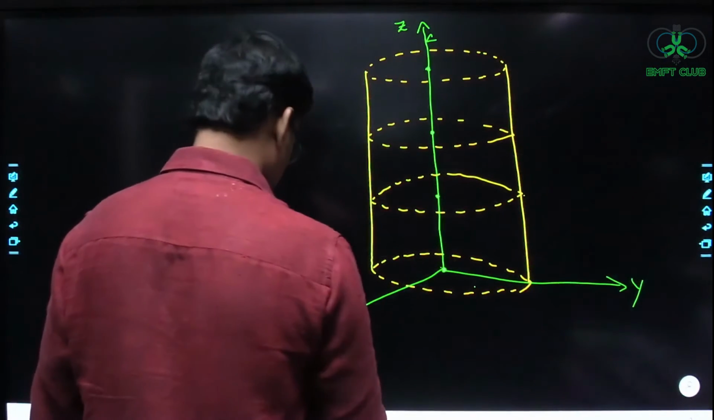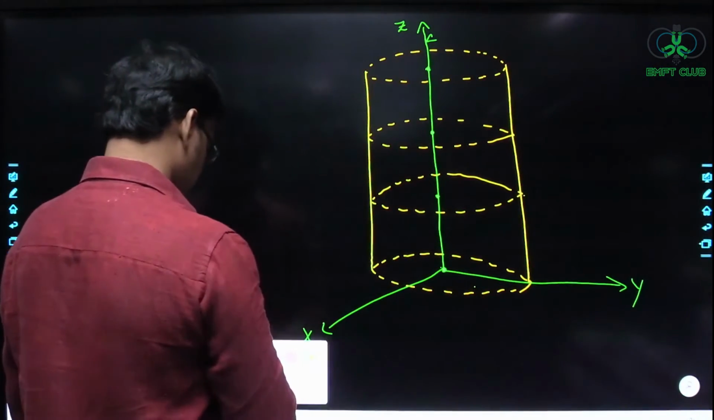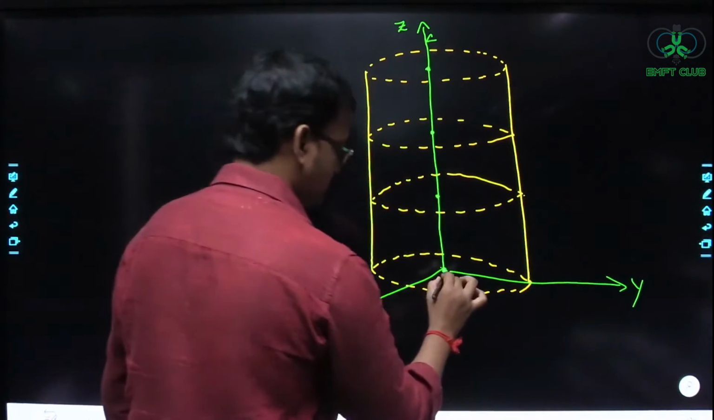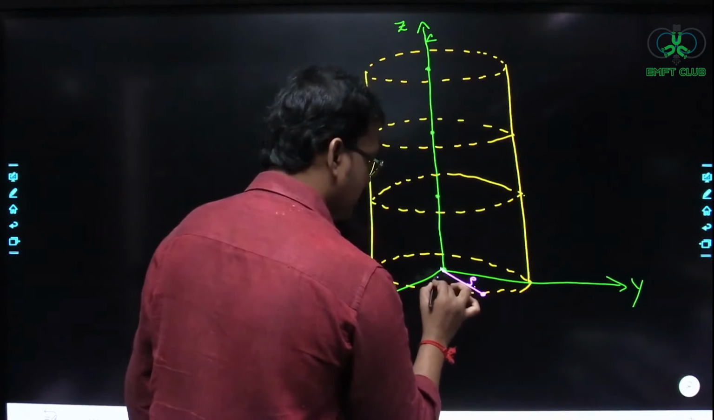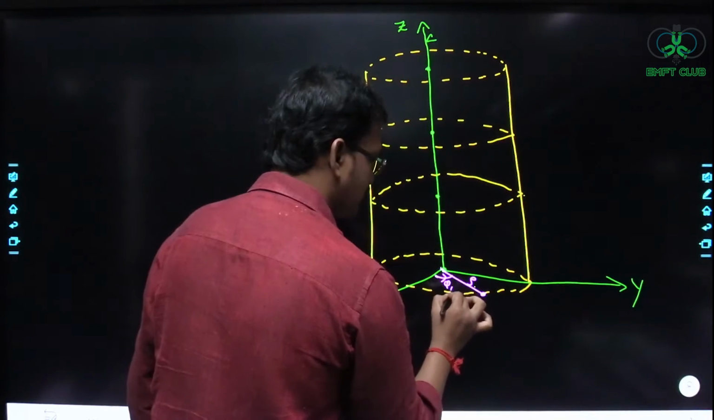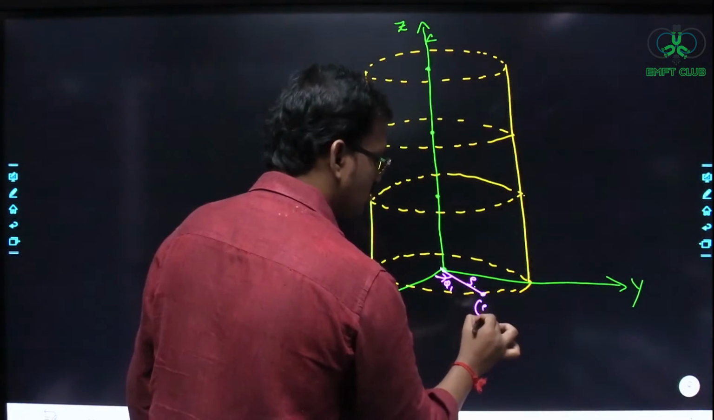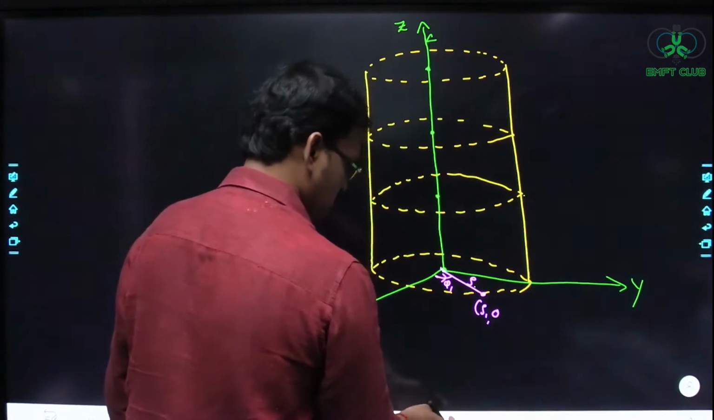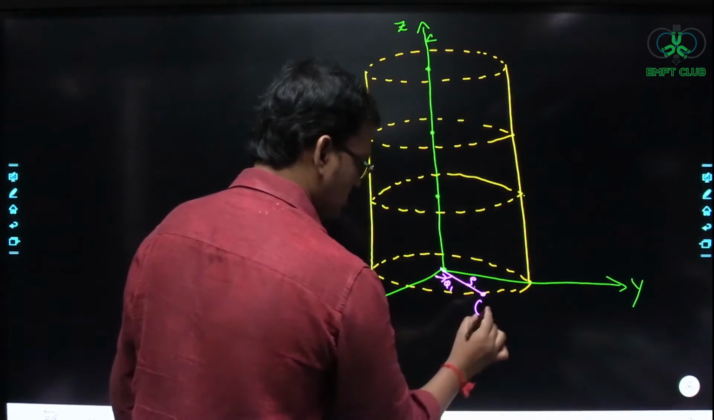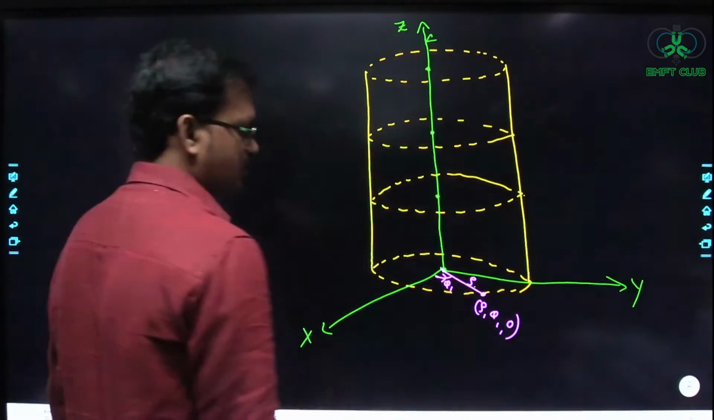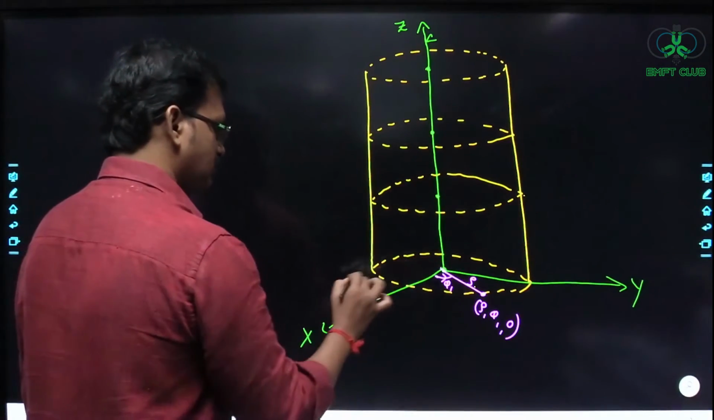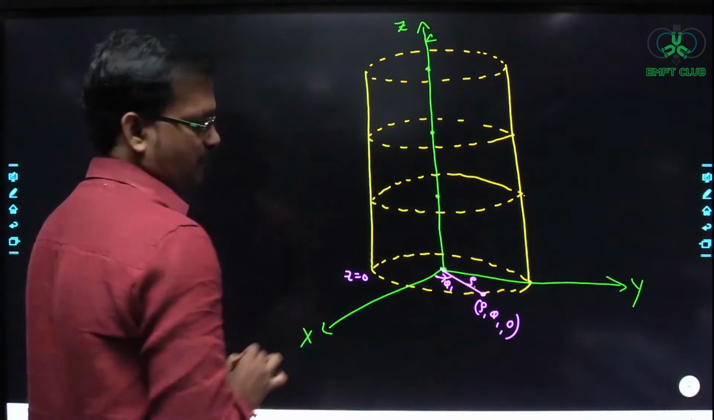Right. So now let us consider a point here. So this is rho, and let us say this angle is phi 1, right? So this point is nothing but rho comma phi 1 comma 0, right? Okay. And this plane is nothing but what? Z is equal to 0 plane.